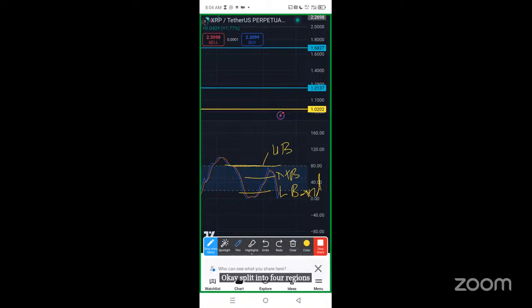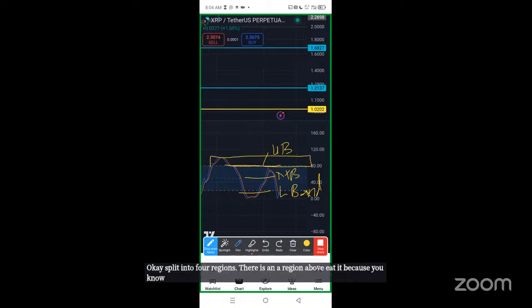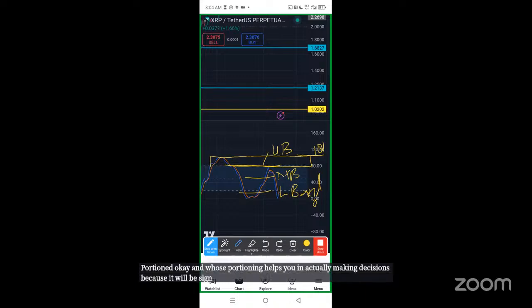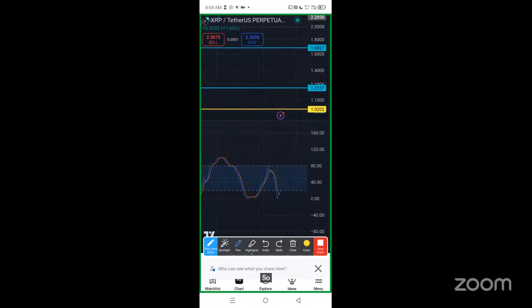There is a region above the 80, because it must run from 0 to 100. So within the 100 movement in market price, there have to be zones portioned, okay? And this portioning helps you in actually making decisions, because it will be signaling something if these lines are within specific zones. So we have 3 zones, majorly the 3 zones.